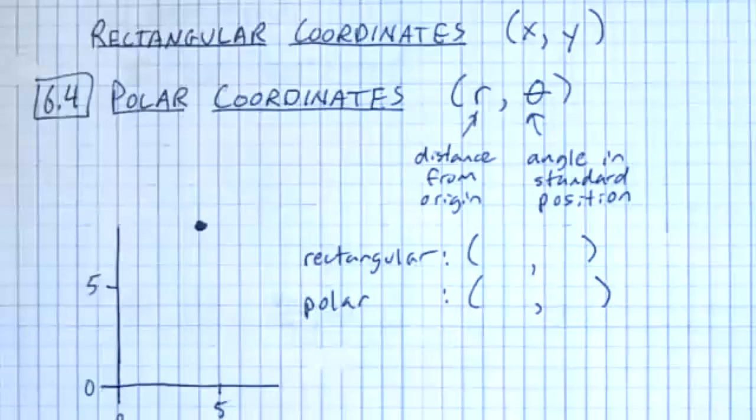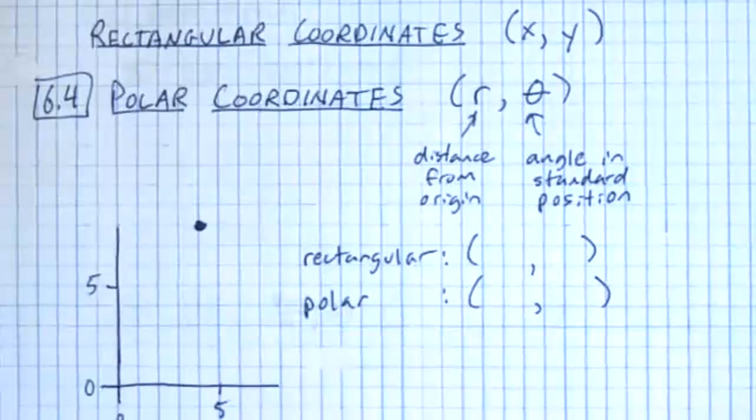So we're talking about polar coordinates, and we'll be talking about coordinates of points, and we'll also be talking about converting between rectangular and polar coordinates, as well as converting between rectangular and polar equations. We won't be graphing so much in this. This is more theoretical.